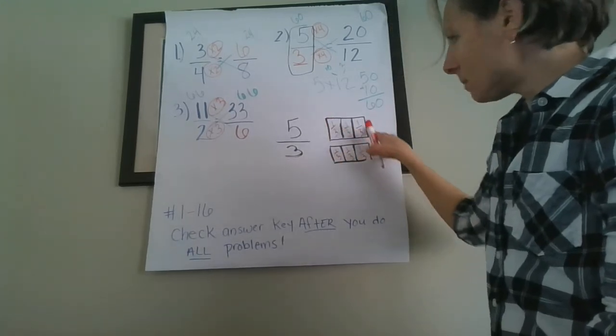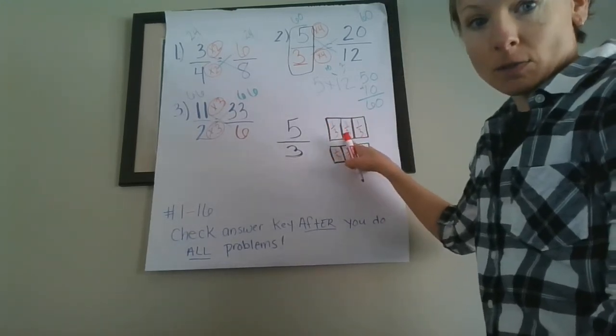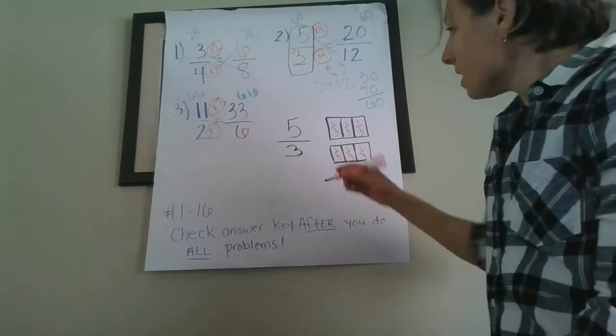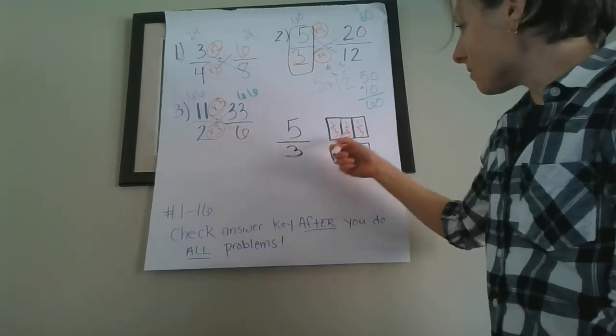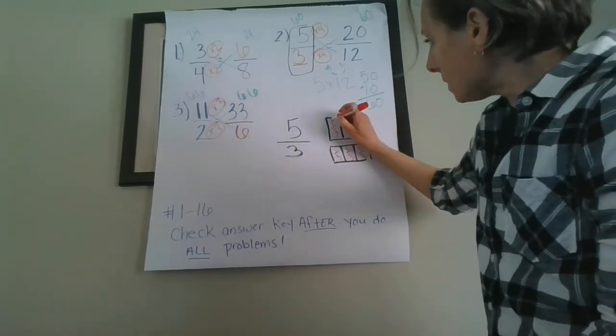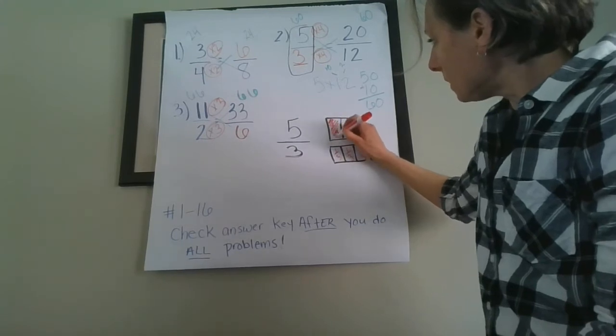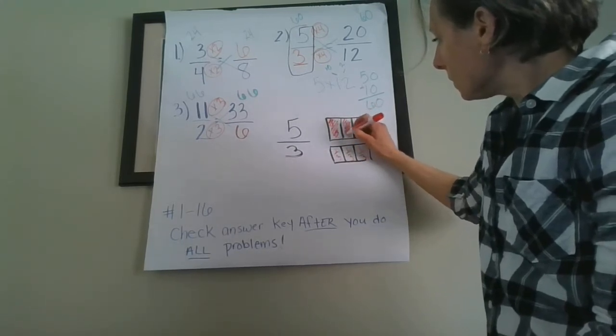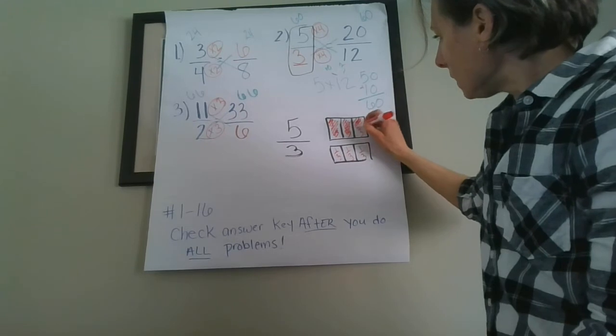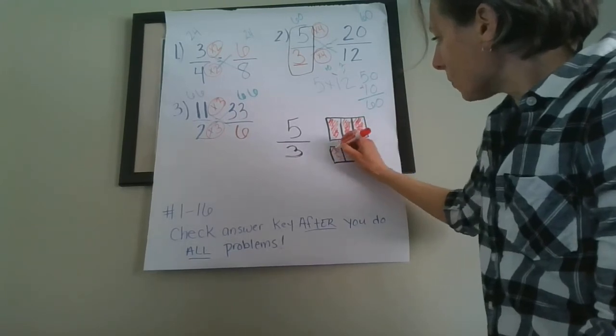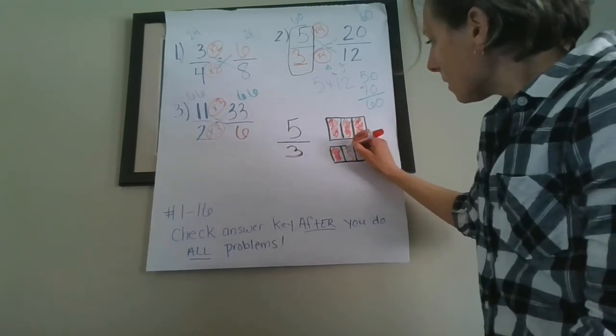Because the candy bar is cut into 3 pieces, 3 equal pieces. So if I need 5 of those pieces, that means I need this one, 1, 2, 3, 4, 5.